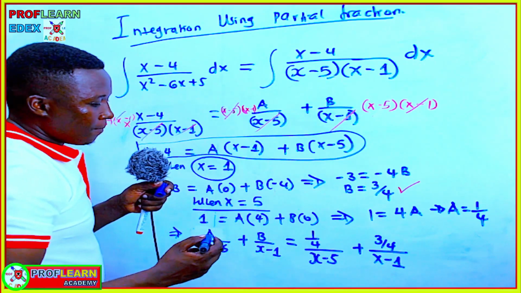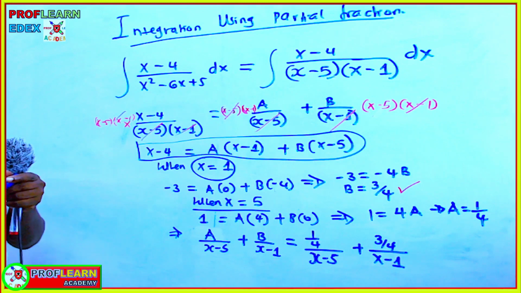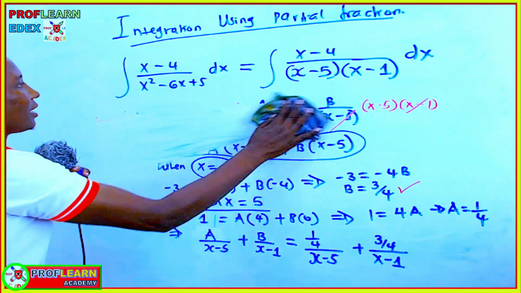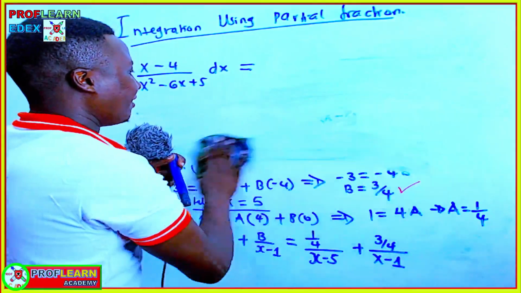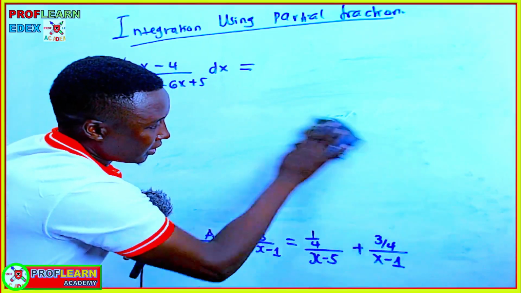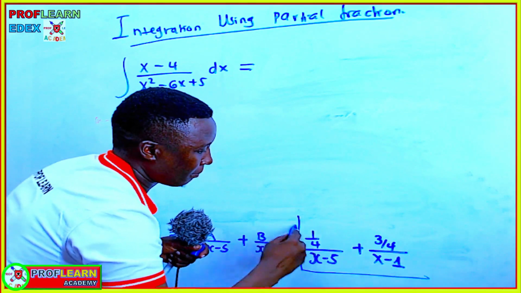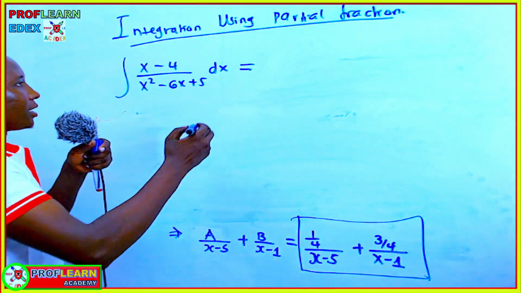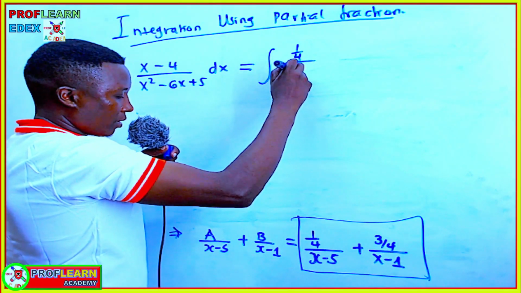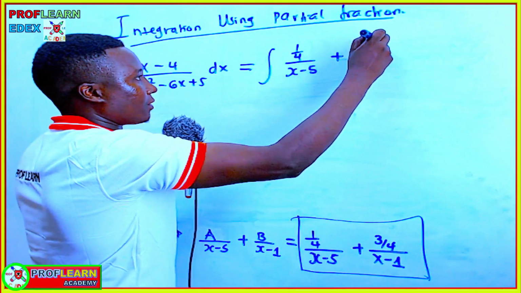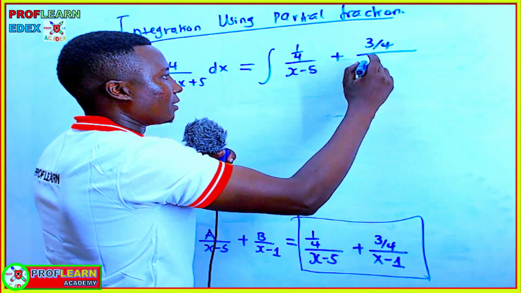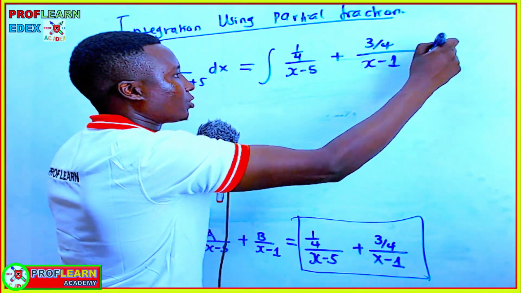So this is the part that we are integrating. The integration that we had at the top point here reduces to the part that we have expressed in partial fractions, and the part we are talking about is this part here. So we are integrating 1 over 4 over x minus 5 plus 3 over 4 over x minus 1, like that, with respect to x.